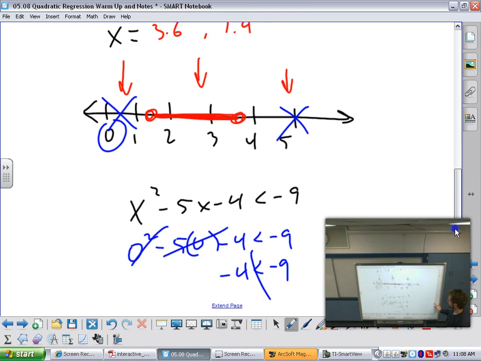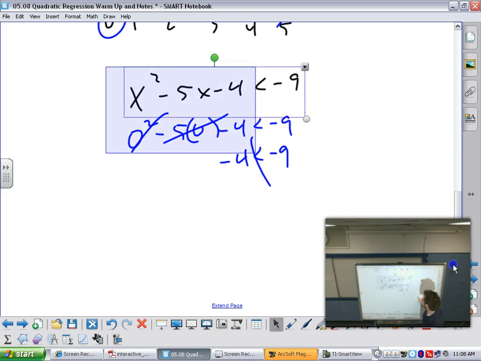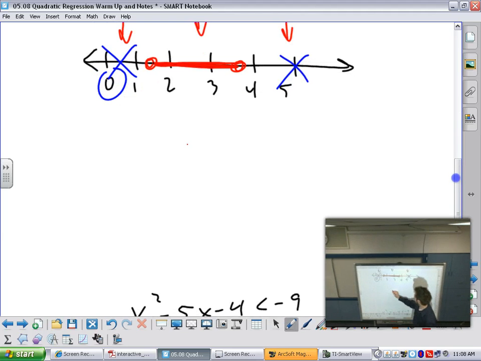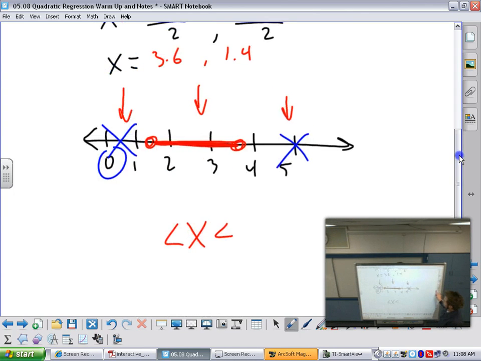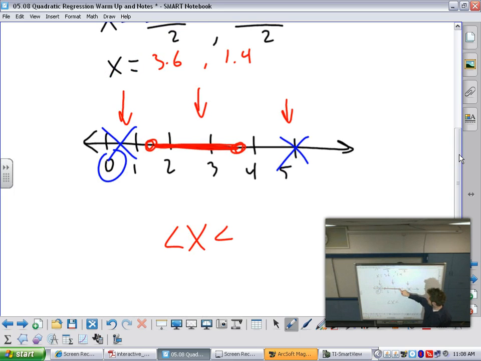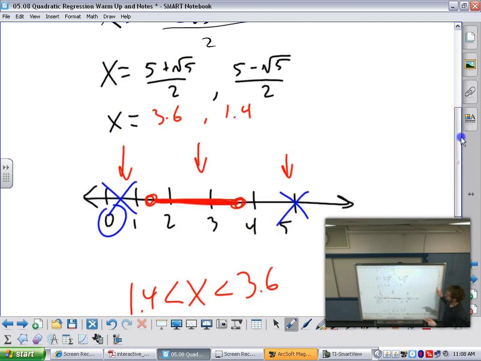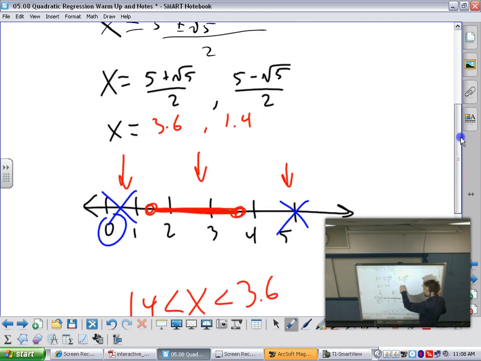How do I write that? I write that like this. Let me move this out of the way so I have room to write it. I can write x is in between. Now I have a choice. I could write the decimal numbers that I rounded off. Or if you're feeling extra fancy, what could you do? Right, write them in their true, exact irrational form.